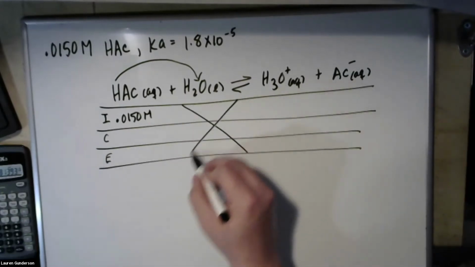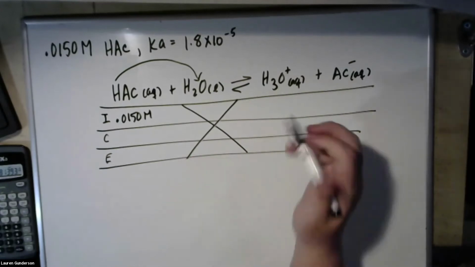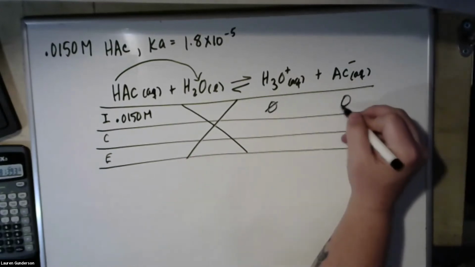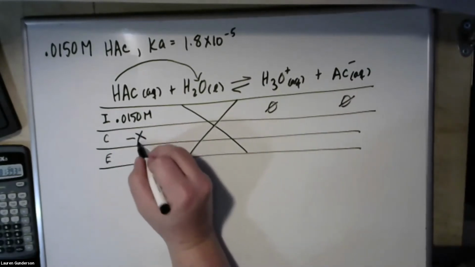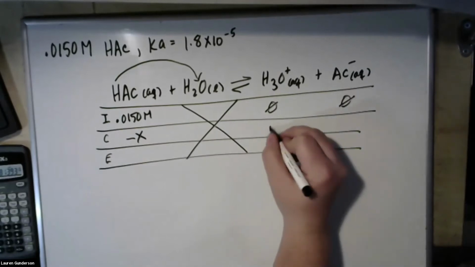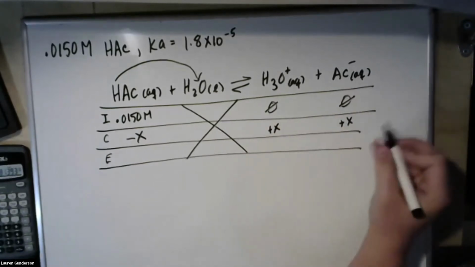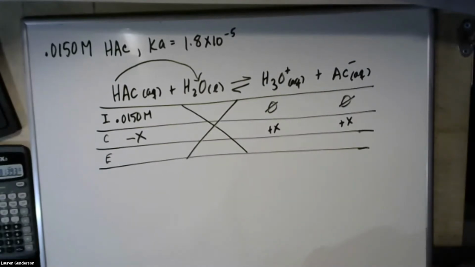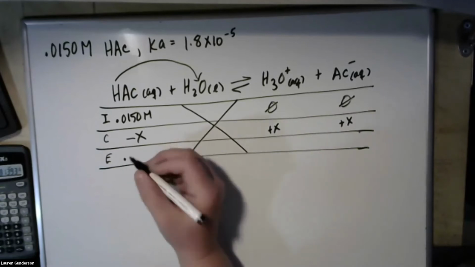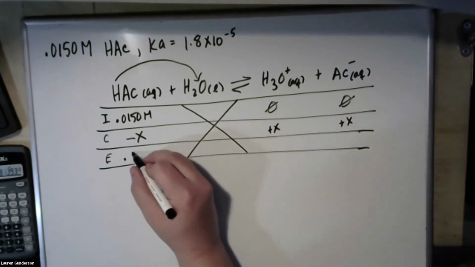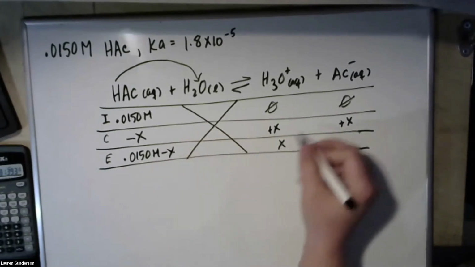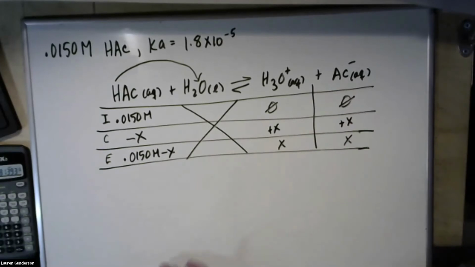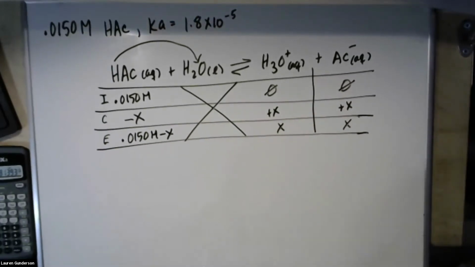We'll X off that stuff. Our change value is going to be minus X for the acetic acid and plus X for the H3O plus and the AC minus. And then we'll represent our equilibrium as 0.0150 minus X, X, and X.